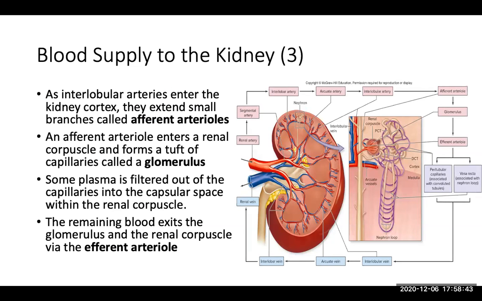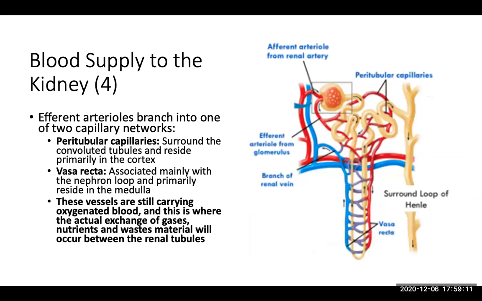As the interlobular arteries enter the kidney cortex, they extend small branches called afferent arterioles, which will enter the renal corpuscle and form a tuft of capillaries called a glomerulus, where filtration occurs. Some plasma is filtered out of the capillaries into the capsular space within the renal corpuscle, and the remaining blood will exit the glomerulus and the renal corpuscle via the efferent arteriole.